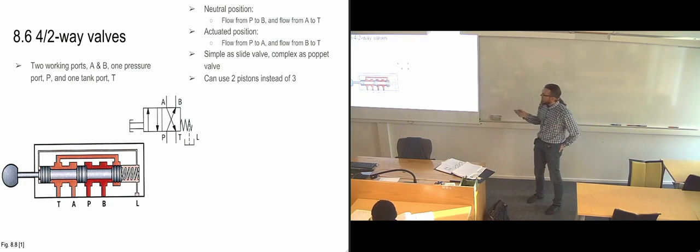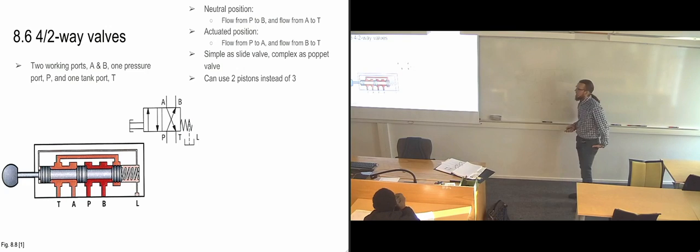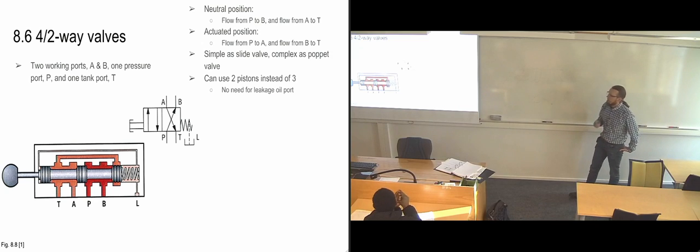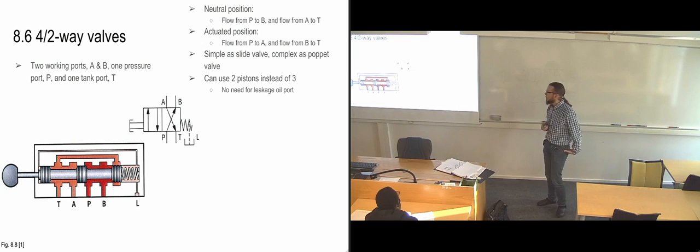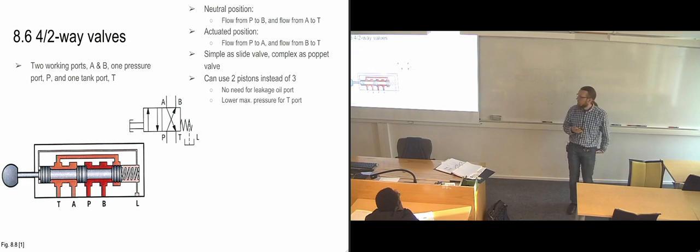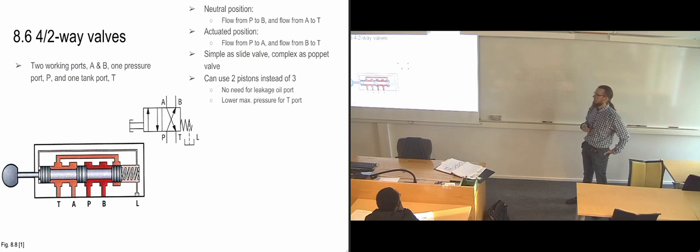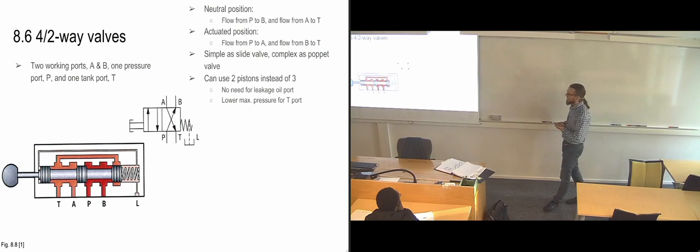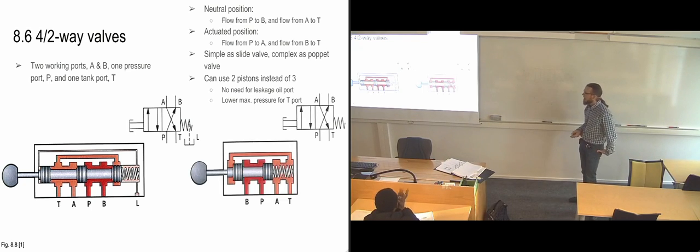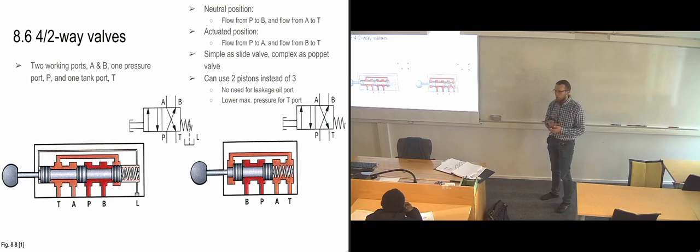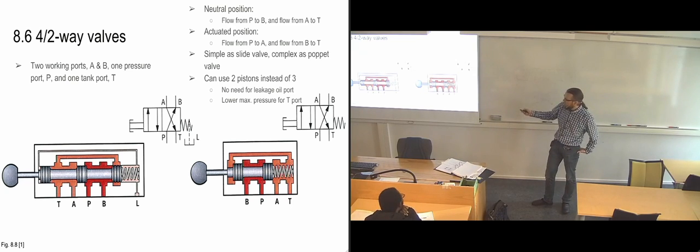It is also possible to use just 2 pistons instead of 3. So in this one we have 3 different pistons along the piston rod. And if we have just 2 pistons, we don't need leakage oil ports. But that also means we need to specify a lower maximum pressure for the tank ports. So for our return line, we can't handle that much pressure on it. So again, it depends a bit on how the system is going to work. So you see that basically the tank port is connected to the spring chamber completely on that one.